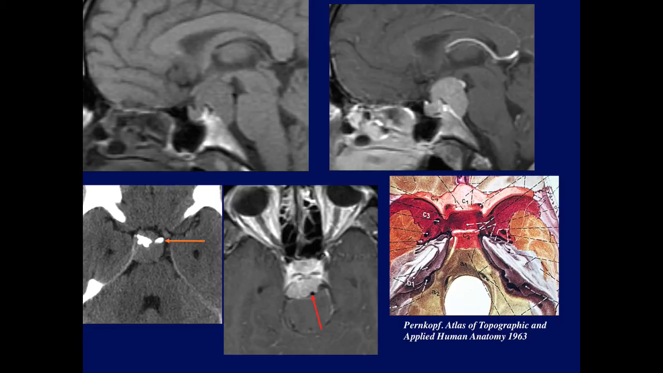Correct. As Gino said, the dorsum sellae. Remember, this is the dorsum sellae here, and this meningioma is sitting on top of the dorsum sellae, also growing anteriorly over the pituitary fossa.